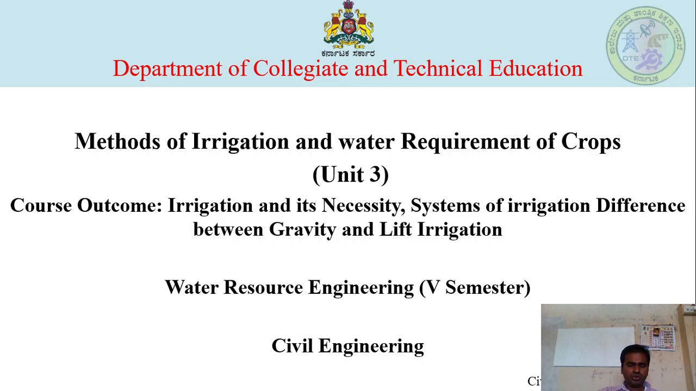Today I am going to discuss the subject Water Resource Engineering in the 5th semester of Civil Engineering. In that subject, we are going to discuss the chapter Method of Irrigation and Water Requirement of Crops. In this chapter, we are going to discuss irrigation and its necessity, system of irrigation, and the difference between gravity and lift irrigation.